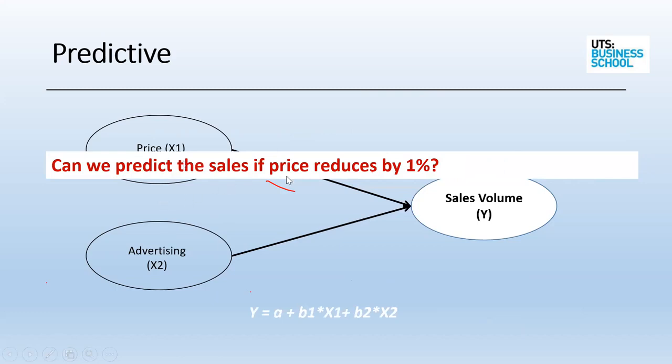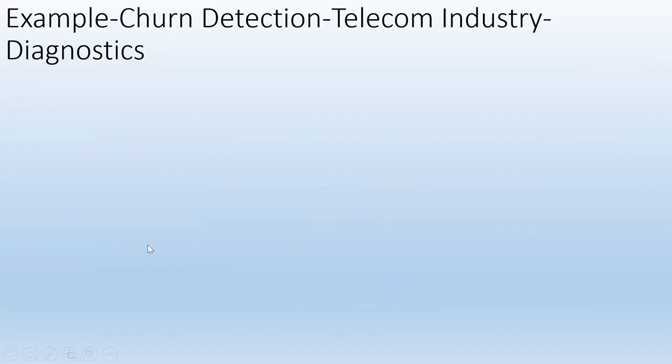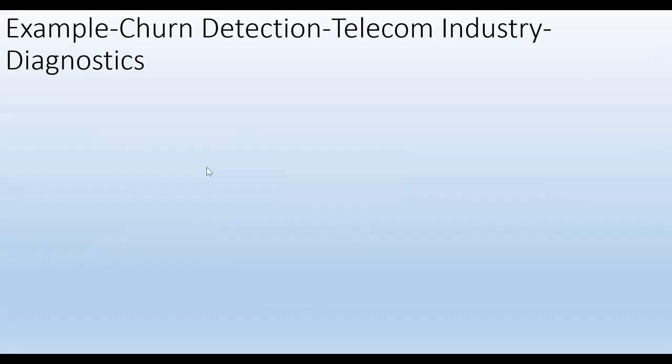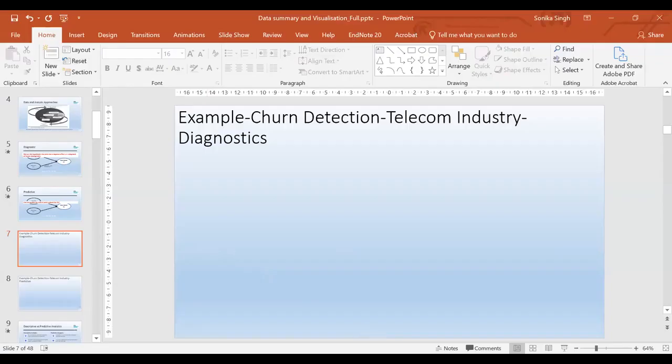So the whole idea is, can we predict the sales if price reduces by 1%? If you want to do a what-if analysis, that is predictive analytics. Okay, so now I'm going to show you a real example of analytics. I've collected some data on churn.